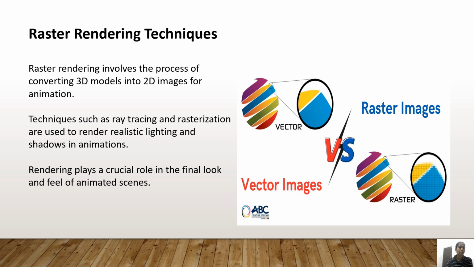Raster rendering techniques. Raster rendering involves the process of converting 3D models into 2D images for animation. Techniques such as ray tracing and rasterization are used to render realistic lighting and shadows in animation. Rendering plays a crucial role in the final look and feel of animated scenes.